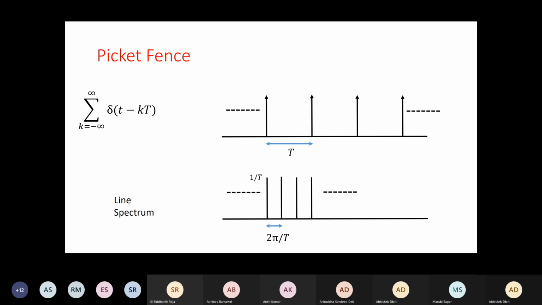You were correct. So if I have to look at the line spectrum, I want your 100% attention because this is really basic, and you will see some very beautiful things emerging out of it. Just wait for a few minutes. So the line spectrum of this picket fence: the amplitude is 1 by T, and then you have these lines appearing at intervals of 2 pi by T.